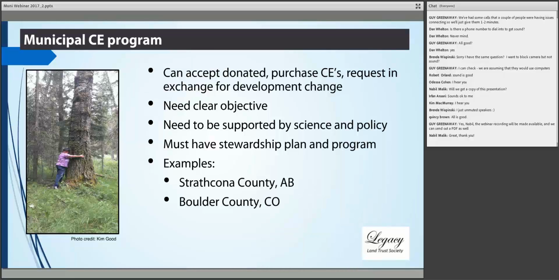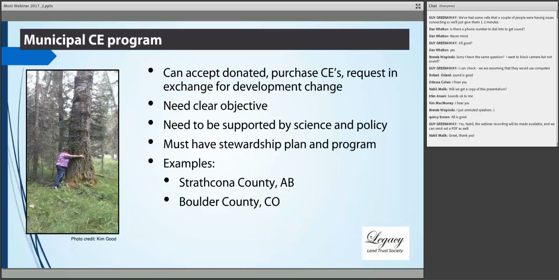I think municipalities need to do a similar thing. They need to have a really clear objective and design as to why they would do a conservation easement program, so that they have reasons to say no when it doesn't fit, or it's just not the right timing, but also so that it identifies and allows people to come forward to them if they need.